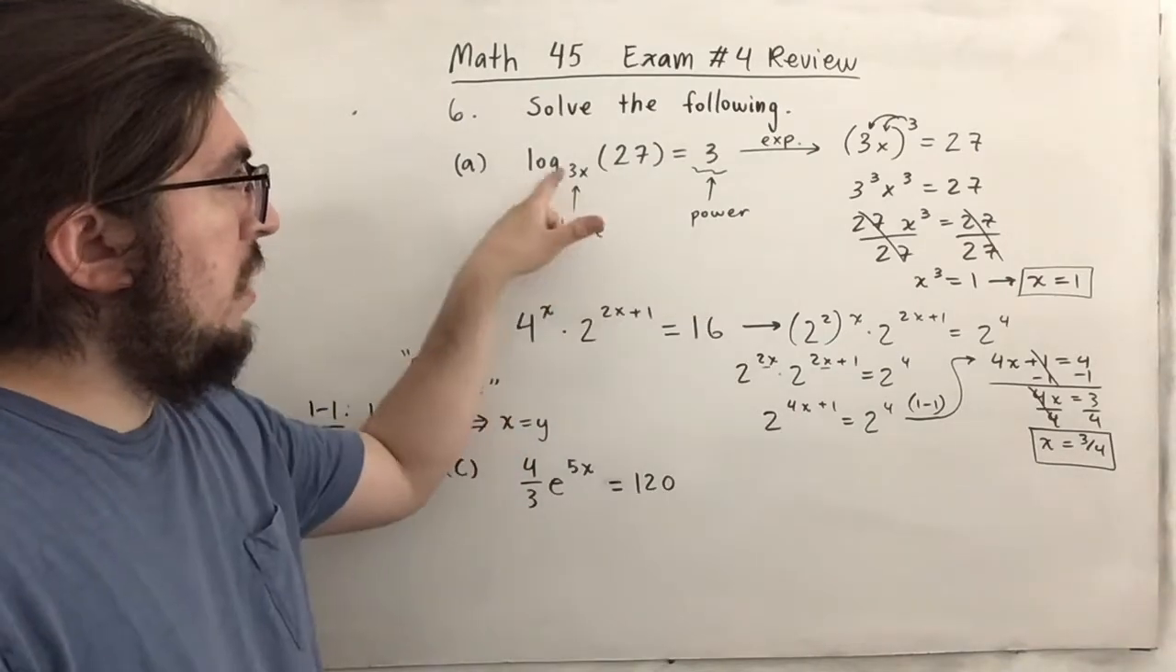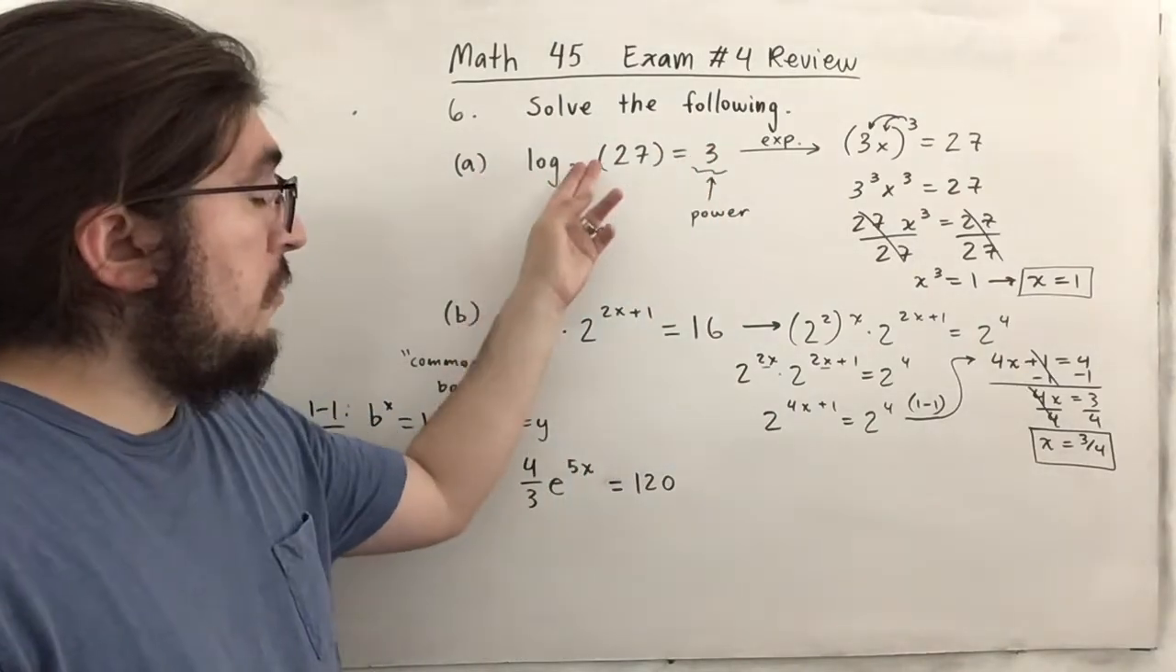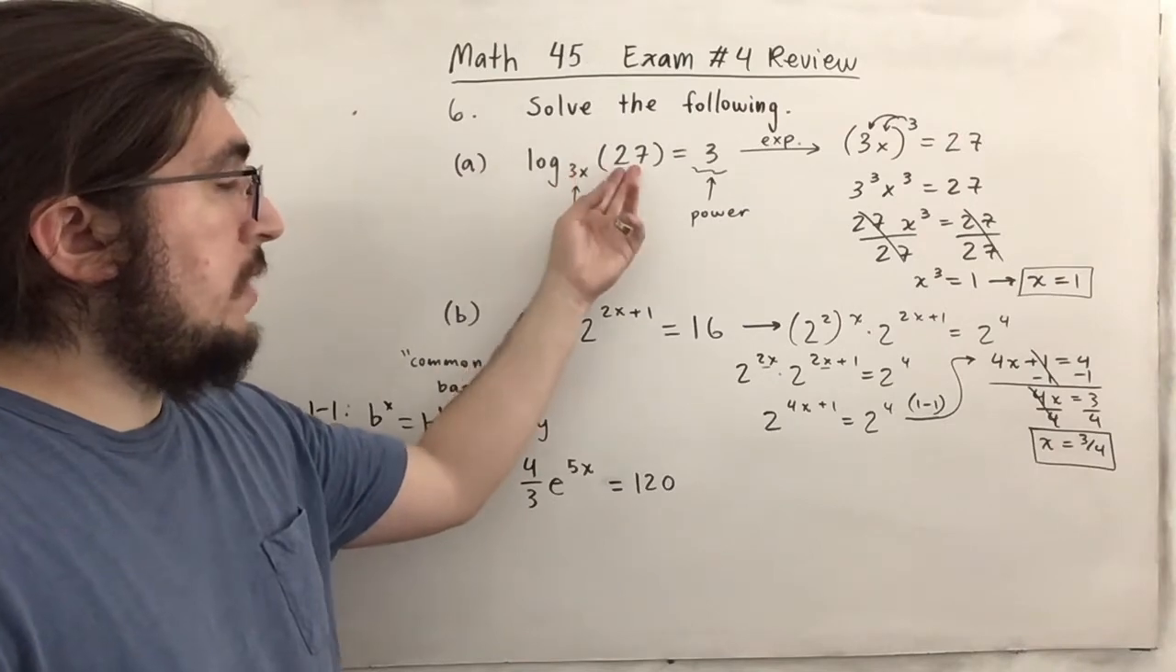This one, when x is 1, log base 3 of 27 is indeed 3, because log base 3 of 27 means we're looking for a power that when you raise 3 to that power, you get 27.